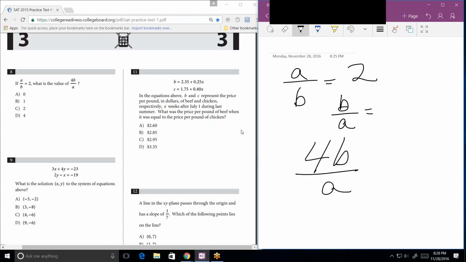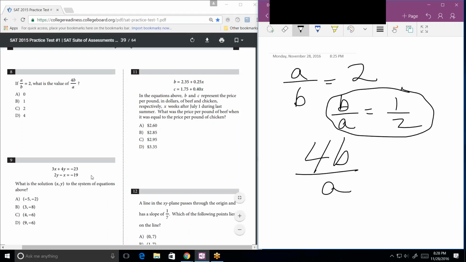If a over b equals 2, then b over a is the reciprocal, 1/2. Just the reciprocal, that easy. Now, if b over a equals 1/2, what is 4 times b over a equal to? 2. Yes, and that's the answer. That's a good place to stop. That's a good problem.